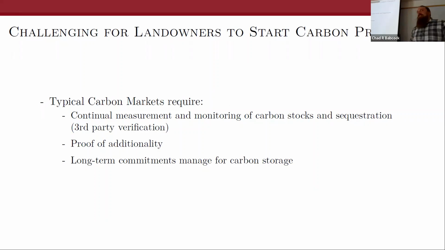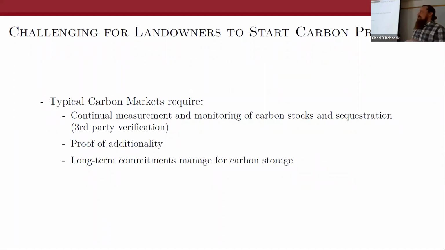So I like to focus on the measurement and monitoring of the carbon, trying to reduce costs associated with that. But these carbon markets also usually require some sort of long-term commitment for being in the program. We don't want a forest landowner to put their property into the program for 1 year, get the carbon credits, then unenroll and harvest. Then you weren't storing carbon at all, essentially giving it all back to the system and re-emitting it as soon as you unenrolled. So there's usually some sort of long-term commitment.